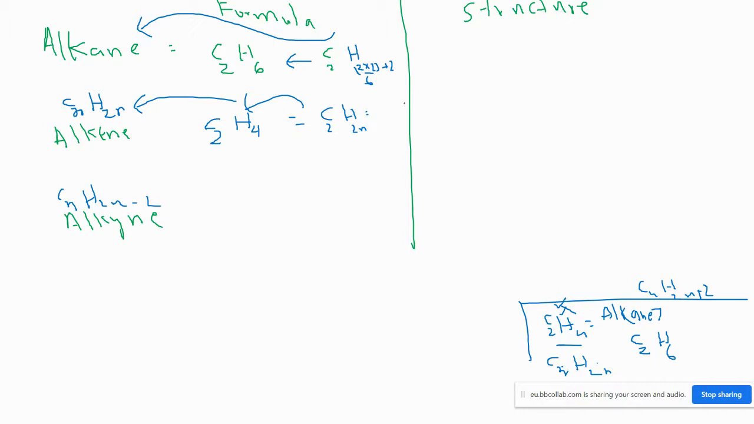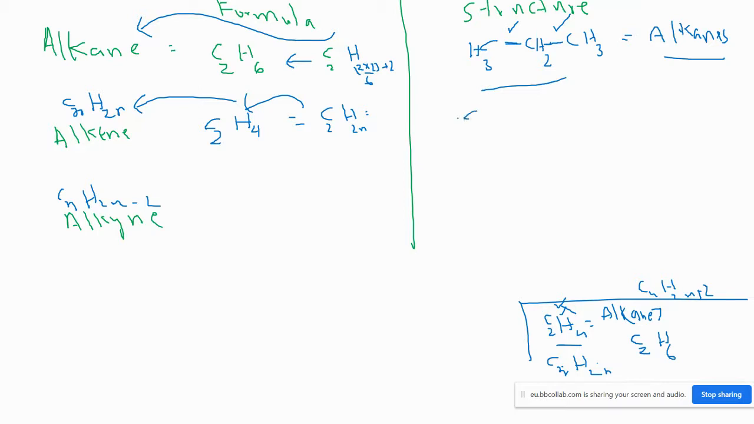Now suppose the structure is given to me: CH3, CH3, CH2. They ask me which compound this is, to categorize it as alkane, alkene, or alkyne. No need to go for the formula now; go for the bonding. Look at the carbon-carbon bonding. Here carbon-carbon single bond, here carbon-carbon single bond. All carbons are attached to other carbons with single bonds. This is a simple alkane, because alkanes have all carbon-carbon single bonds.